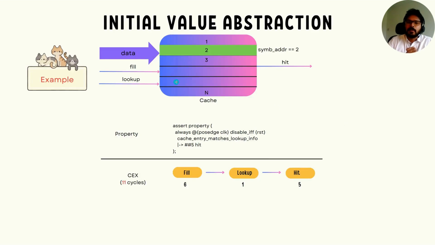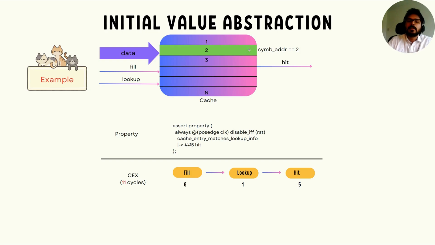Let's look at an example. Let's say we are verifying a cache, and specifically the cache hits. Let's see how a property that checks whether the cache will give a hit for a lookup or not. Let's say we are interested in the lookup to a symbolic address in the cache.